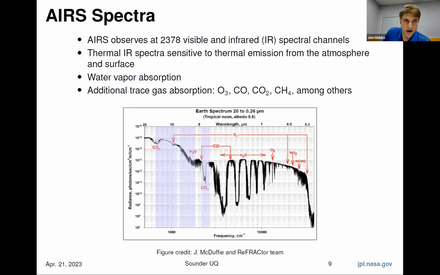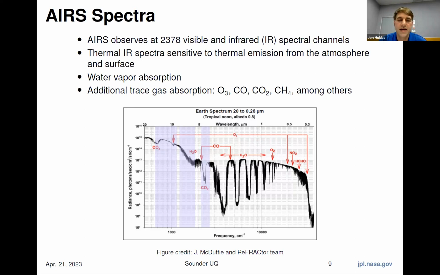A little bit on the spectral observation. So AIRS, as its name suggests, observes mostly in the infrared part of the spectrum. So in the schematic at the bottom, this is a wide range of wavelengths that are potentially observable over the Earth, and the regions that are shaded in purple are the ranges of wavelengths that AIRS observes in, and those are mostly in the infrared part of the spectrum, with a little bit into the visible part of the spectrum.